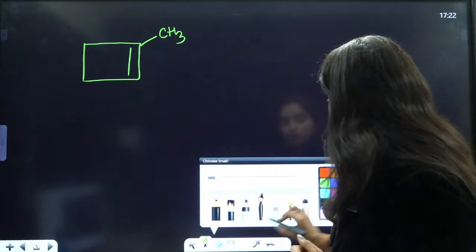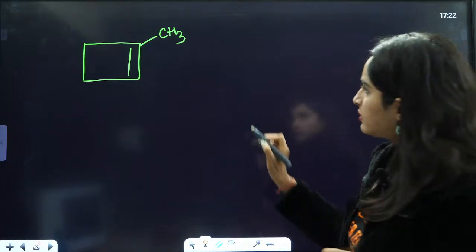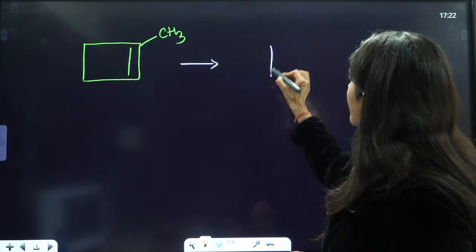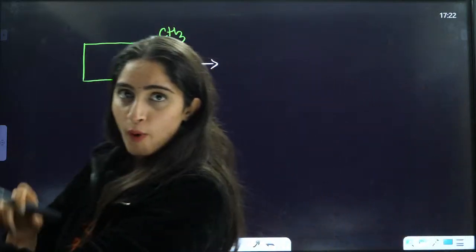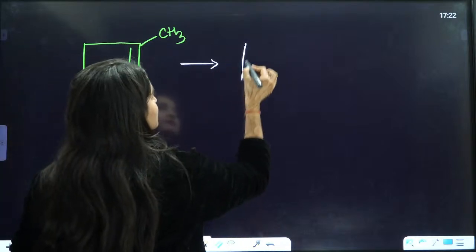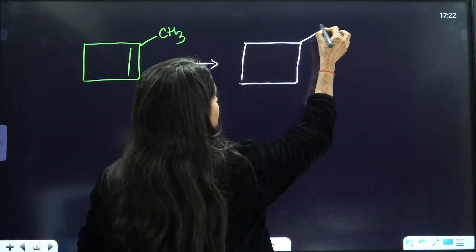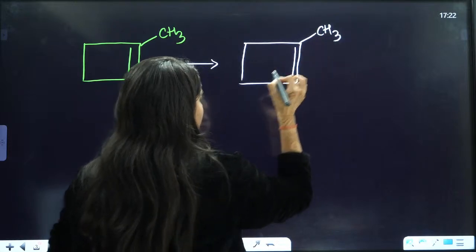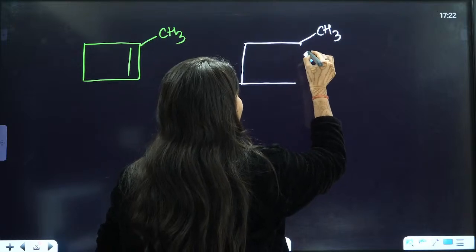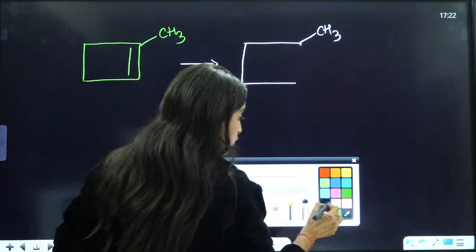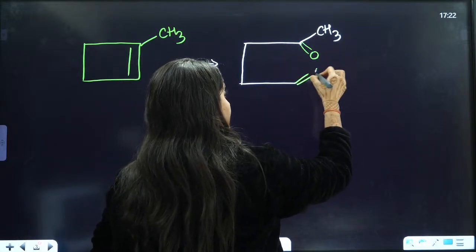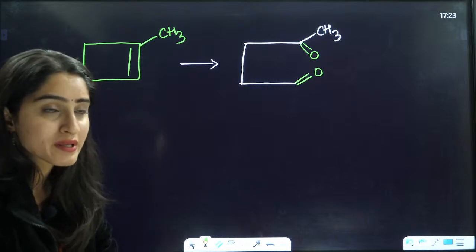Now you just need to break the double bond here, right? Break the double bond. And what you need to do next? Break this double bond and attach a double bond oxygen there. So write it as it is. This is the double bond. And now we are going to break this double bond and attach double bond O here, and attach double bond O here.